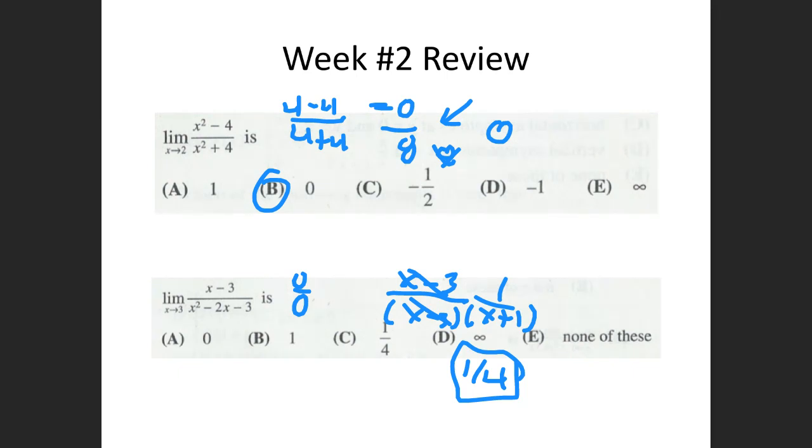All right. Isabel, do these make sense? Awesome.